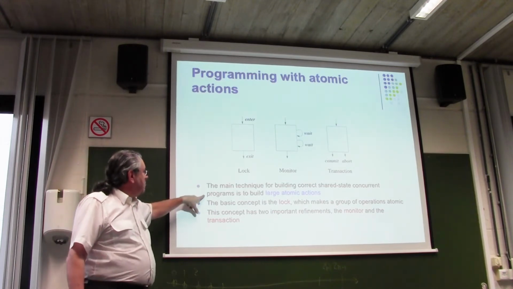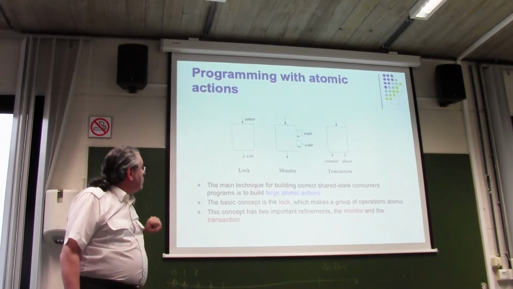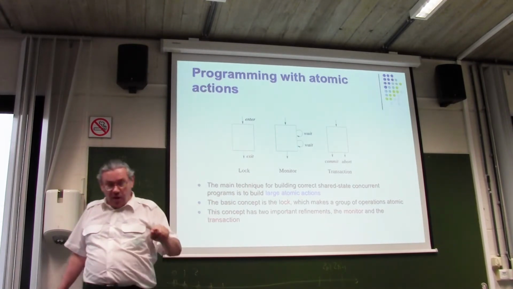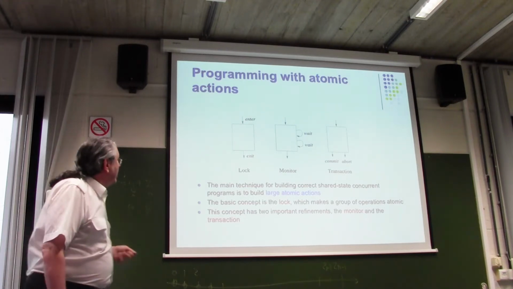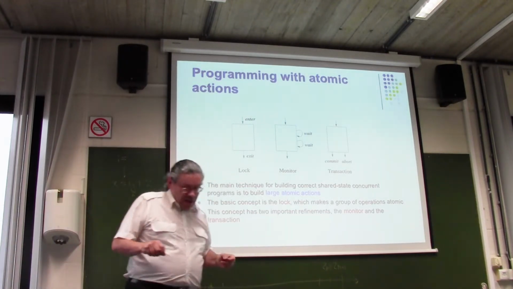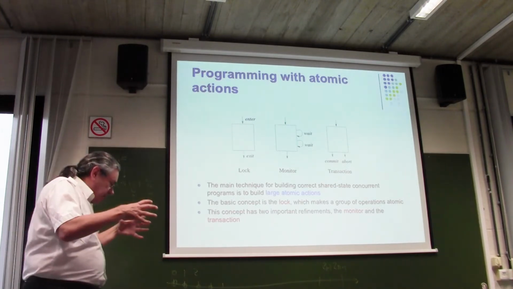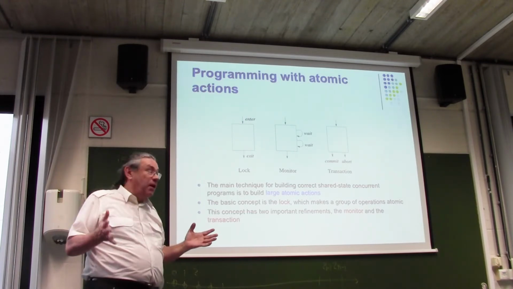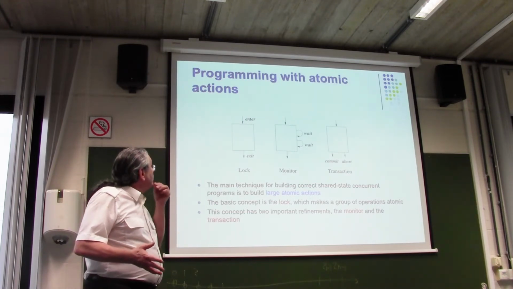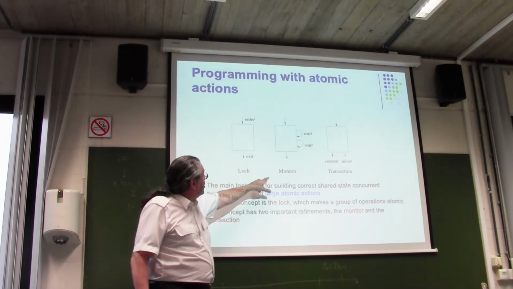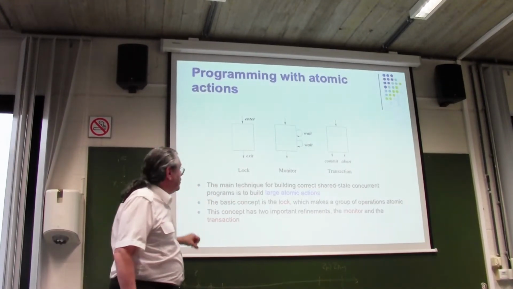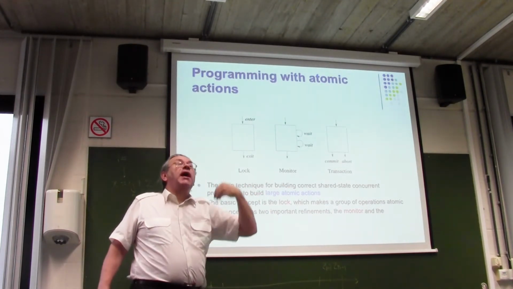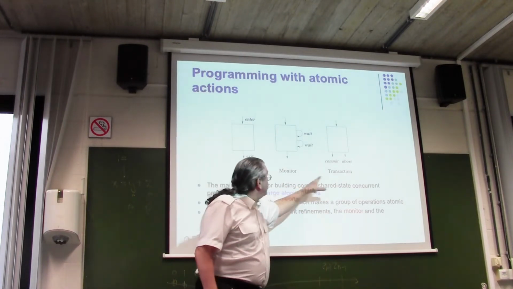So the main technique is building large atomic actions. The basic concept is called the lock. A lock, a verrou, a lock. And you'll see why it's called a lock. Basically, it locks a piece of code so that only one thread can go inside at a time, and that makes it atomic, okay? And on top of the lock, you build monitors and transactions. A monitor and a transaction, they're just a lock with something else. All these three are actually locks.